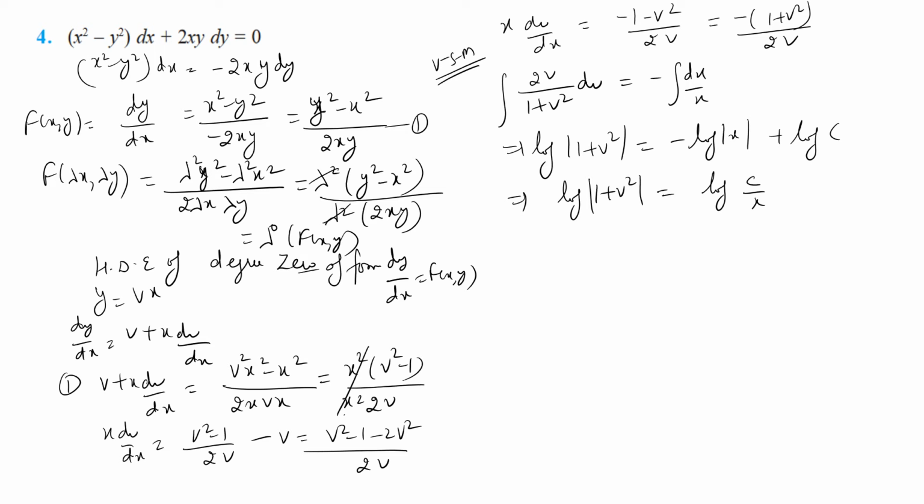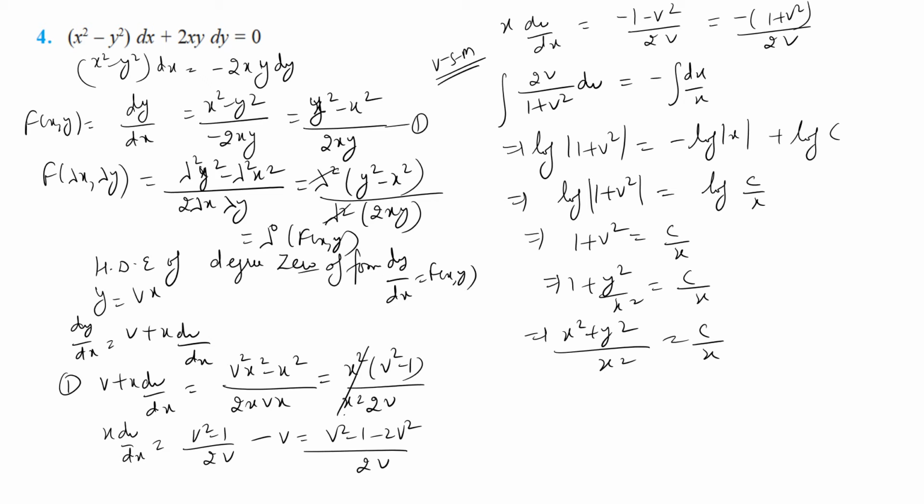So taking the anti-log, you will get 1 plus y square upon x square is equal to c upon x. So this implies (x square plus y square) upon x square is equal to c upon x. So this implies x square plus y square is equal to cx, which is the required answer.